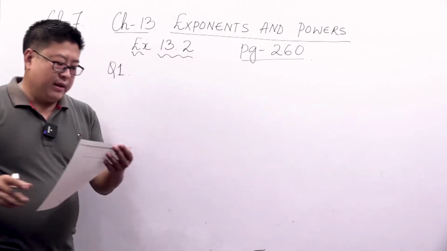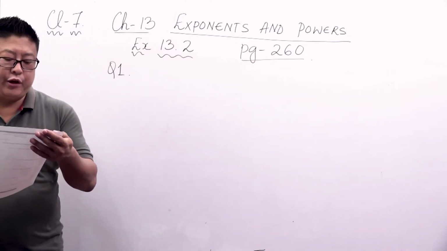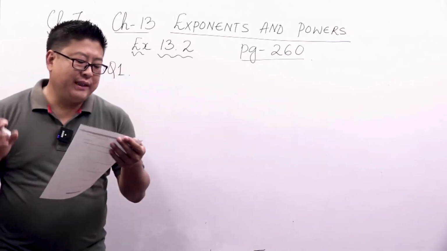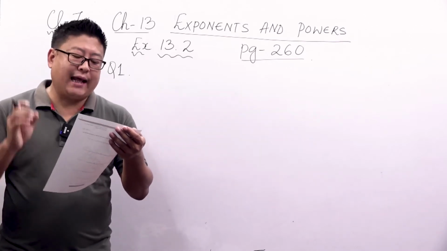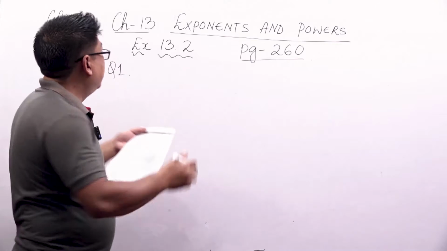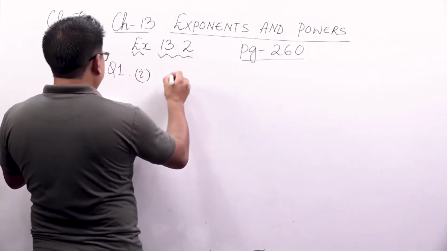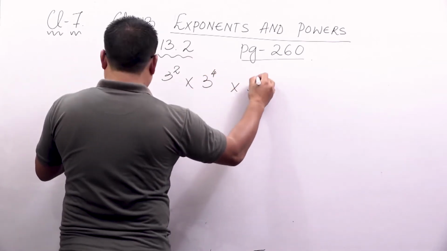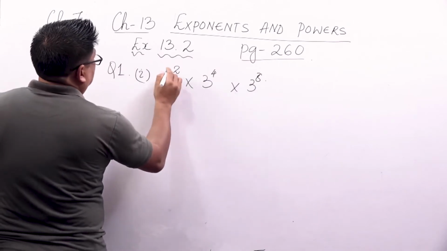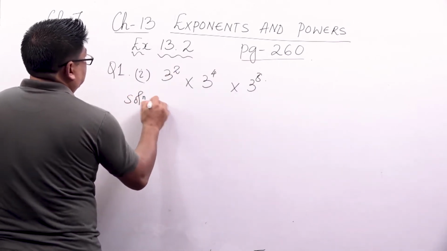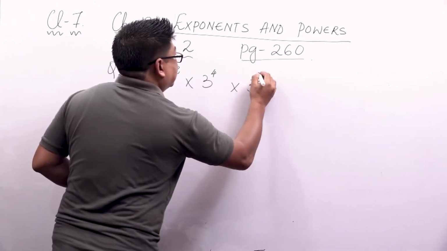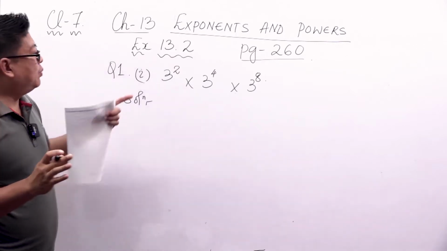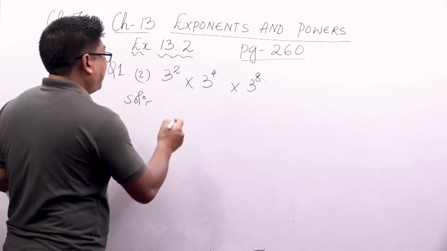Question number 1. The question reads, using laws of exponents, using the laws which we have learned, okay? Using laws of exponents, simplify and write the answer in exponential form. So, let's straight away go to the first question. 3 to the power 2, 3 to the power 4, 3 to the power 8. This is the question that has been given to us. Now, let's try to put the laws in action, okay?